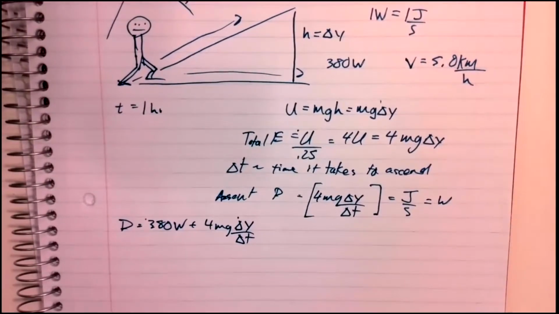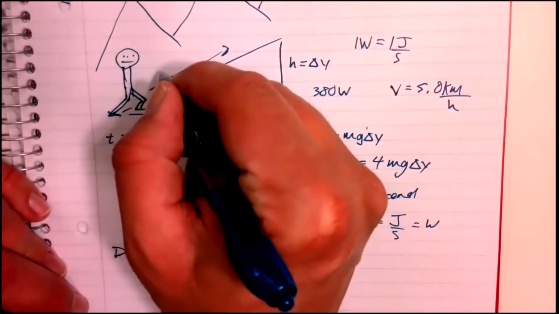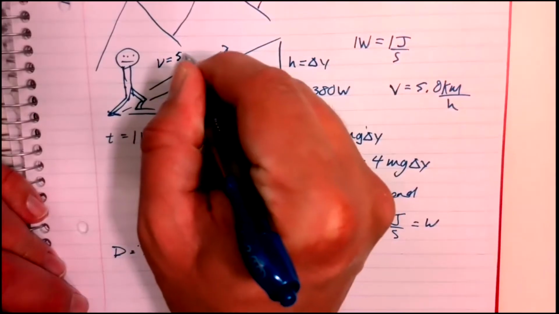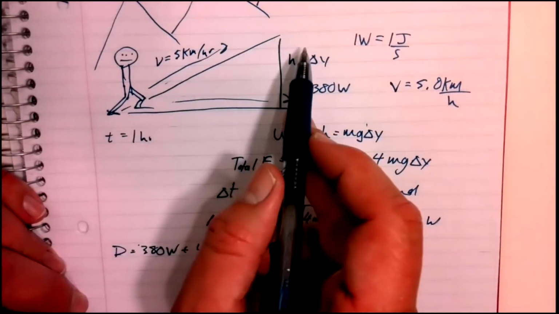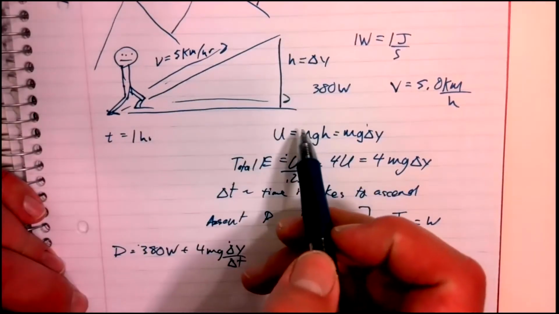Now, you might say, but Dr. Wisby, we don't know the time and we don't know the height. So what are we doing here? Why are we even doing this? Well, we do know the velocity. We know the velocity they're traveling on the hypotenuse of the triangle. It tells us in the problem that the velocity is 5 kilometers per hour up the slope. That's a clue.